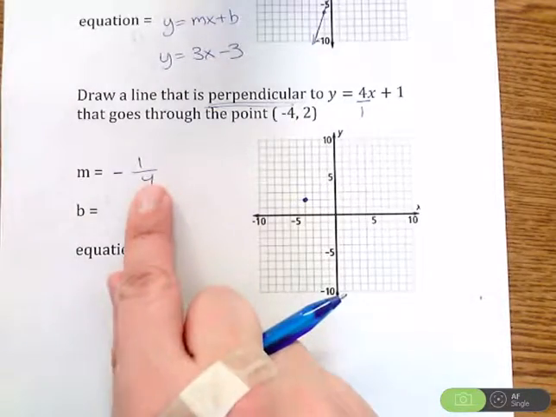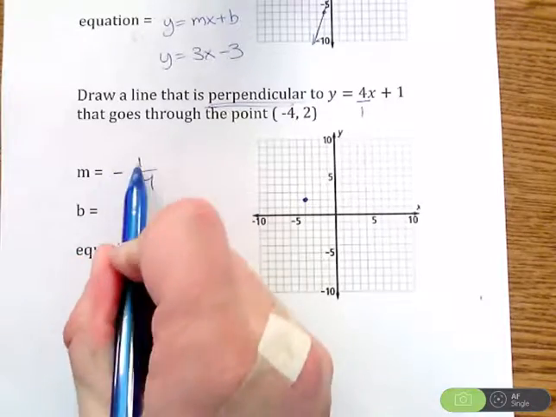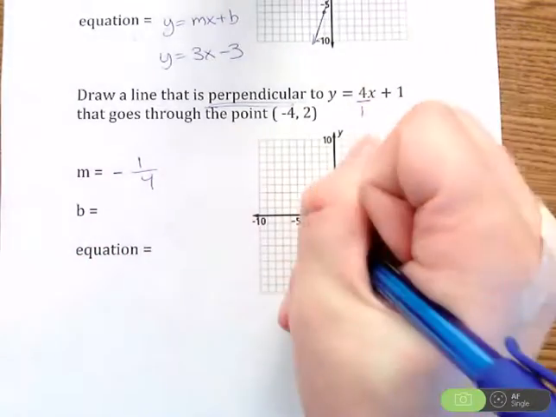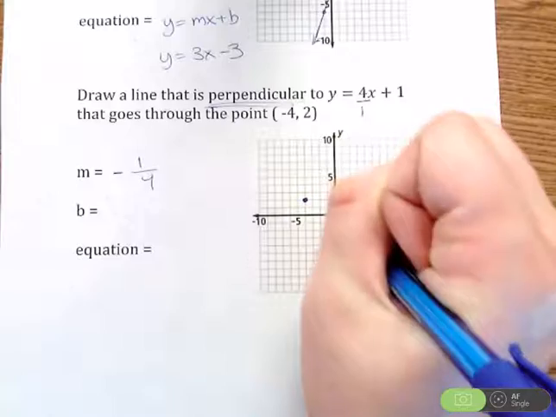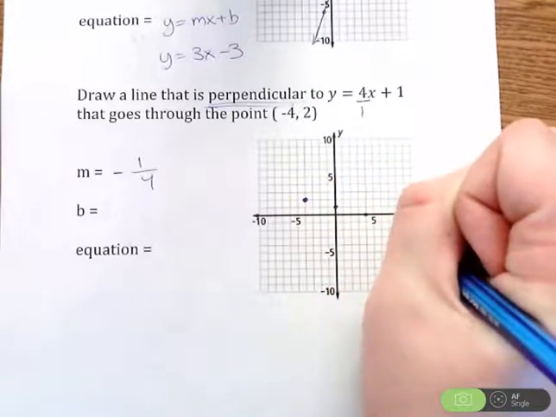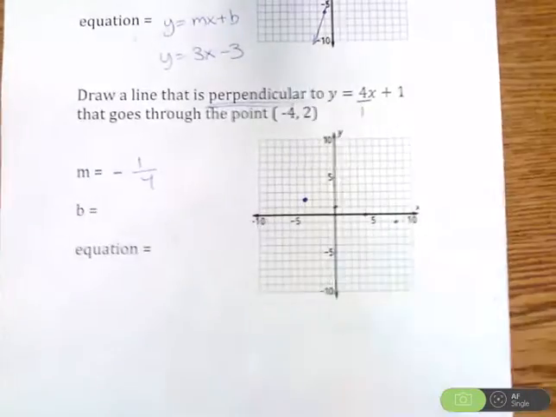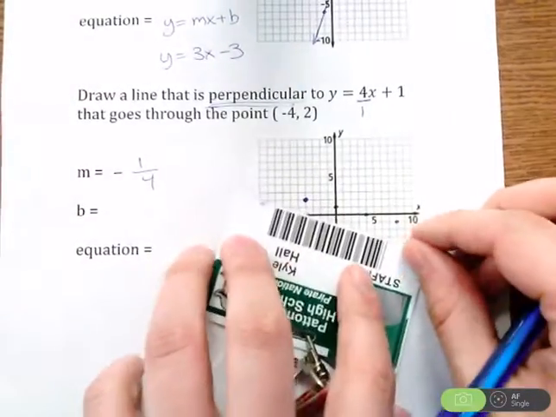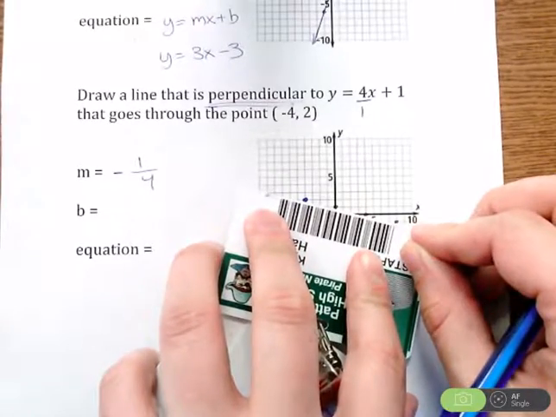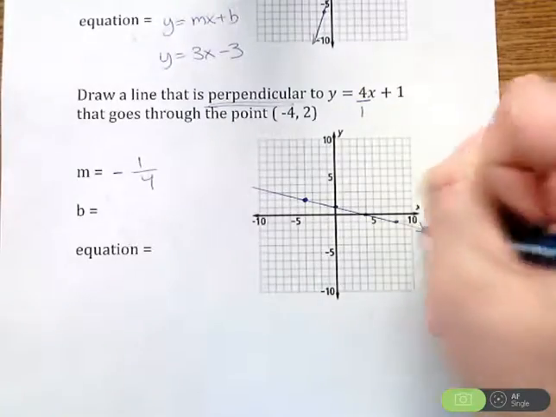So I need to apply the slope of negative 1/4 to this point. So I need to go, because it's negative, I'm going to go down 1 and to the right 4. Down 1, right 4. Down 1, right 4. Down 1, right 4. Take any ruler, straight edge, whatever you got. Line them up. And there you go.